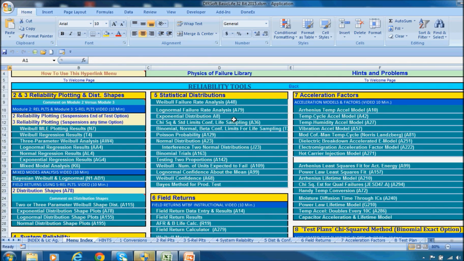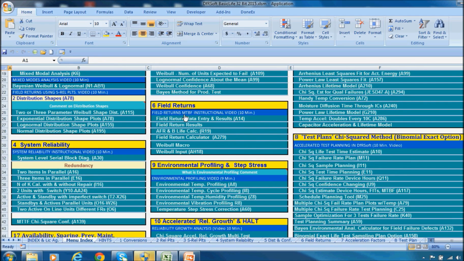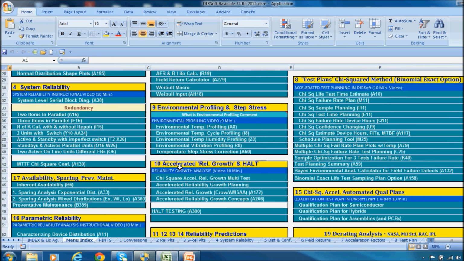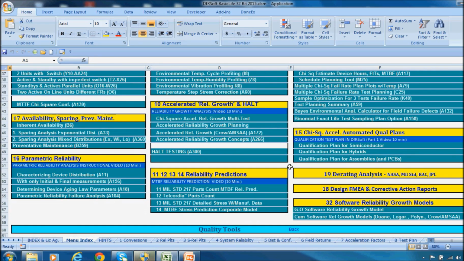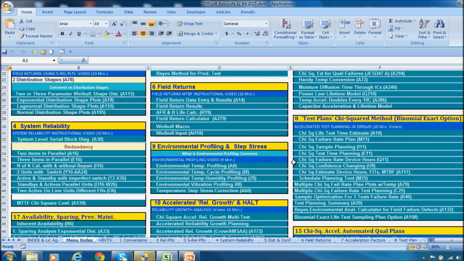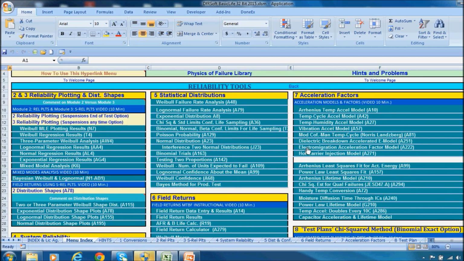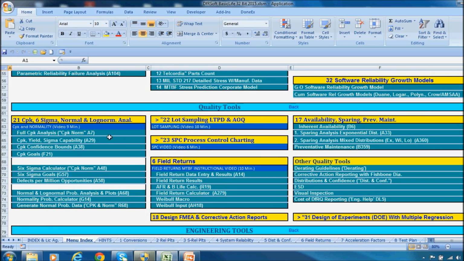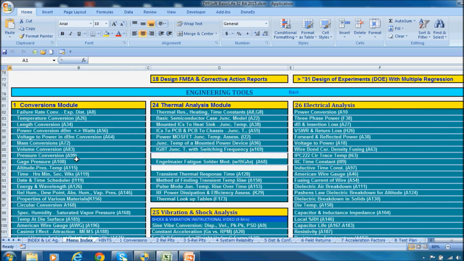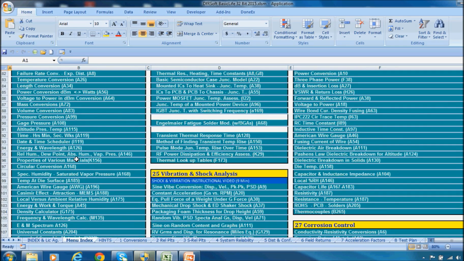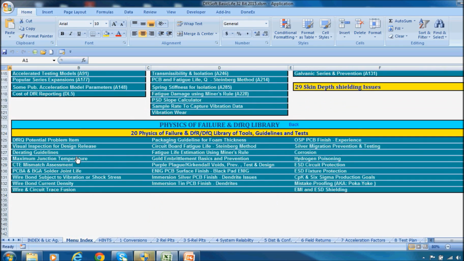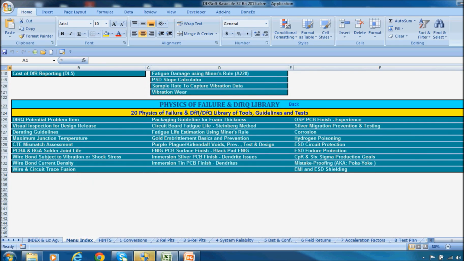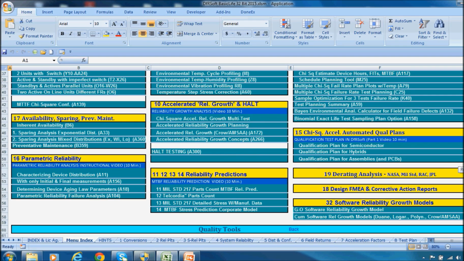We have a lot of reliability tools, field returns, system reliability. There are all the tools. It's a very open style menu, and it's very easy to find things in DfRSoft. We're going to look at a lot of these tools today. In the quality area, we have lot sampling, design of experiments, availability and sparing, and engineering tools like thermal analysis, shock and vibration, corrosion control, and our physics of failure library. So it's an awful lot of value.